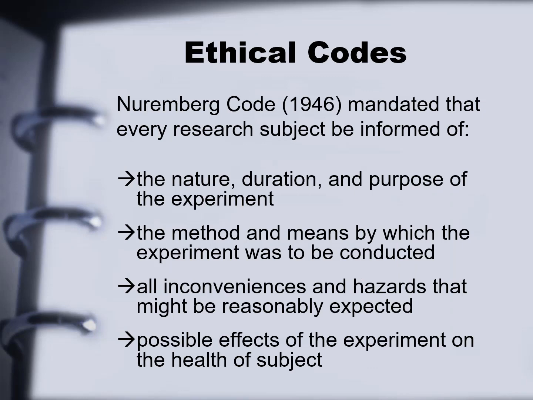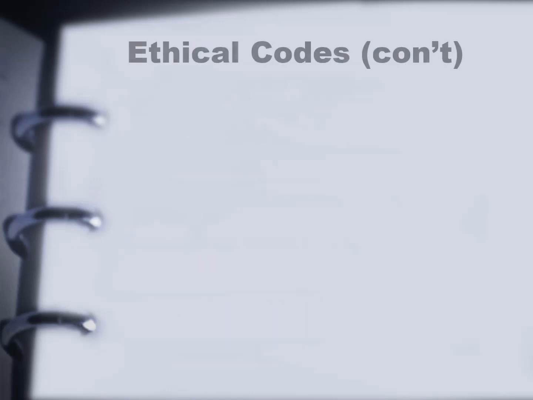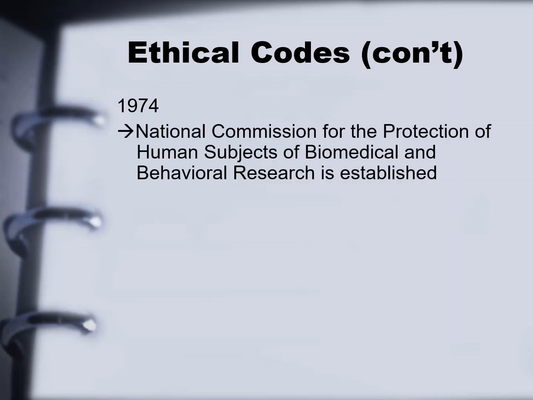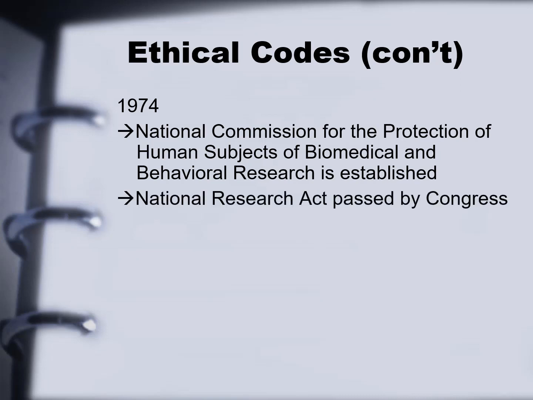So keep this in mind. I'm going to refer to this again when we talk a little more about informed consent later. In 1974, the National Commission for the Protection of Human Subjects of Biomedical and Behavioral Research was established. This was a result of the National Research Act that was passed by Congress. I want you to look at the time frame here that we're talking about, 1974, whereas the Nuremberg Code was in 1946.